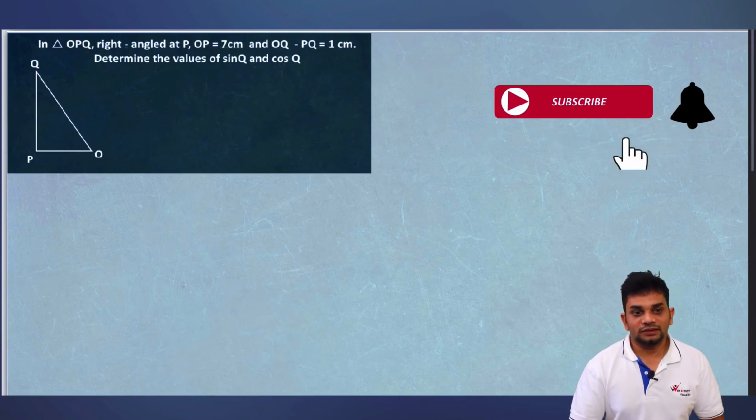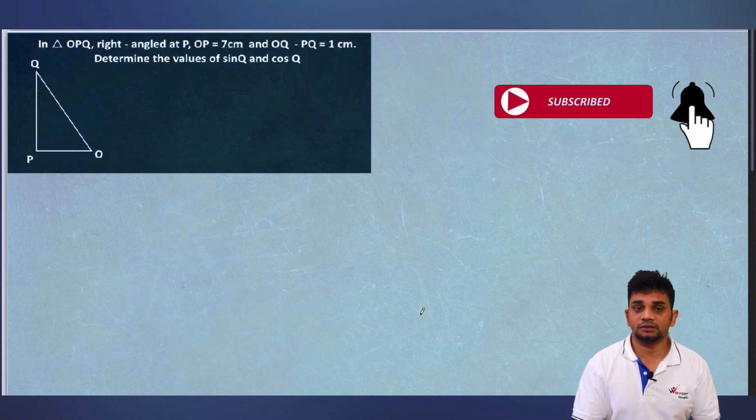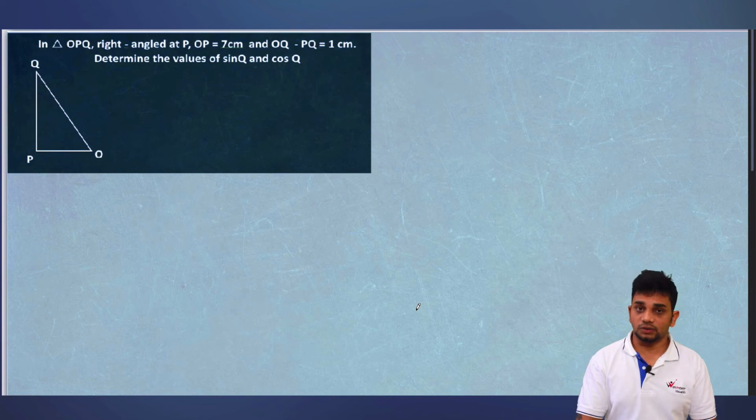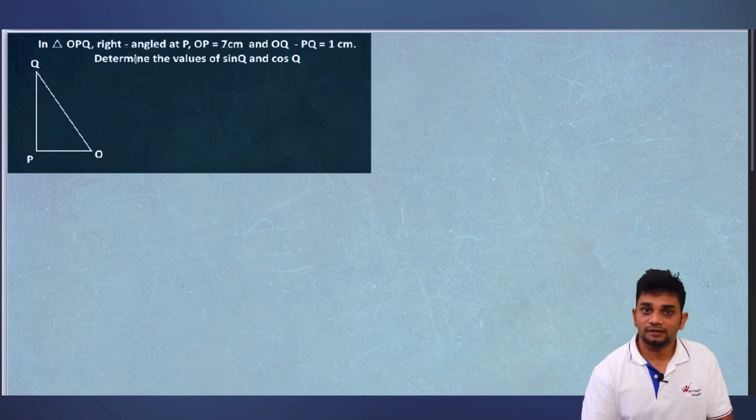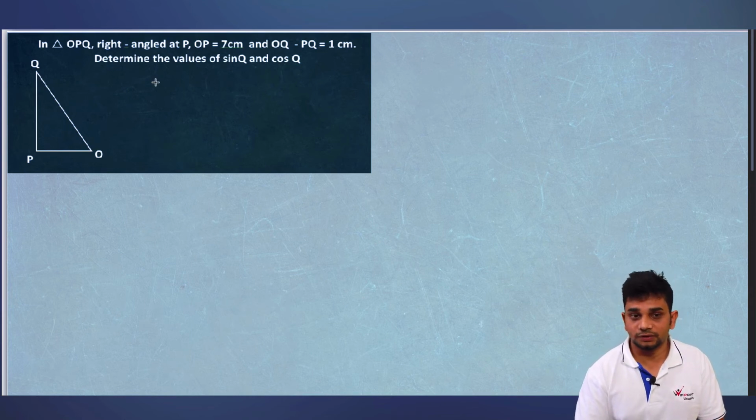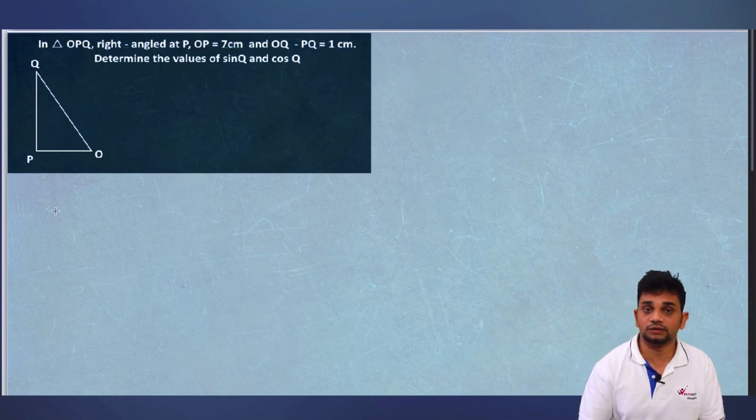Next question. In triangle OPQ, right angle at P, OP equal to 7 cm and OQ minus PQ equal to 1 cm. Determine the values of sin Q and cos Q. First we are going to draw a triangle. If you are listening to this class, please take a pen and solve it with me. Solve the problem with me, then it will be very easy for you.